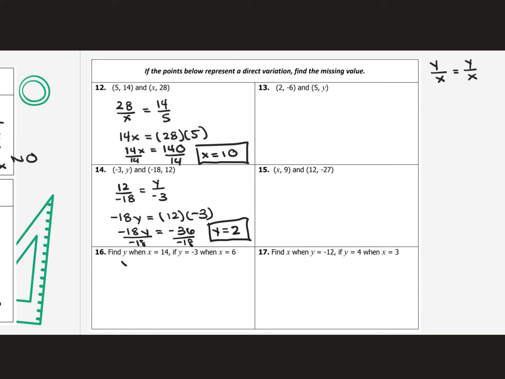We have y over 14 is equal to -3 over -6. We're going to cross multiply. -6y is equal to 14 times -3, so we get -6y is equal to -42. Divide both sides by -6. y is equal to 7.